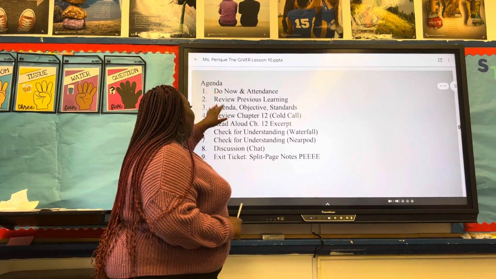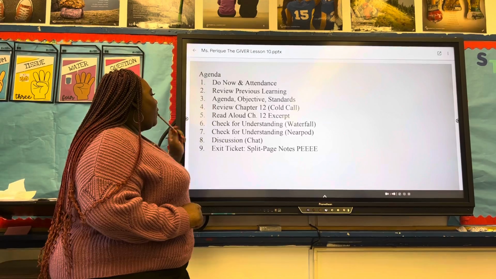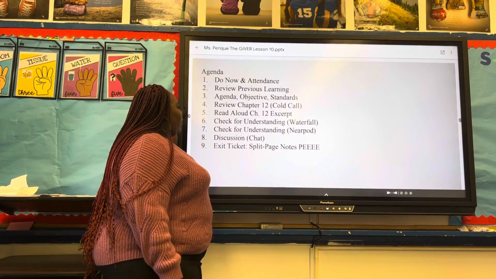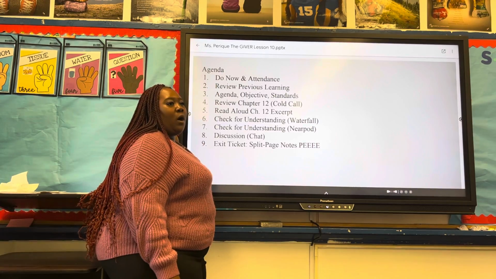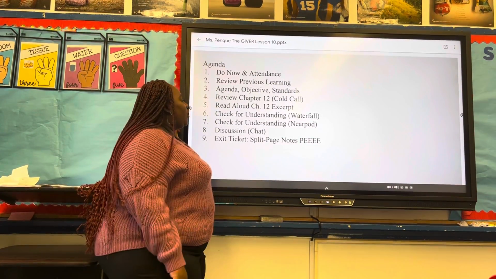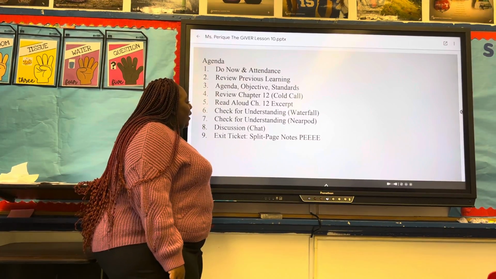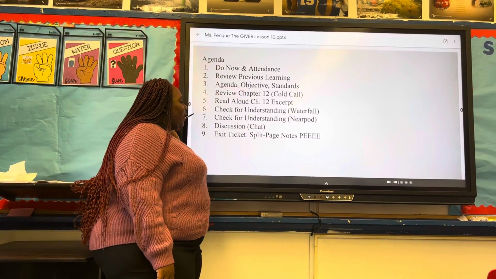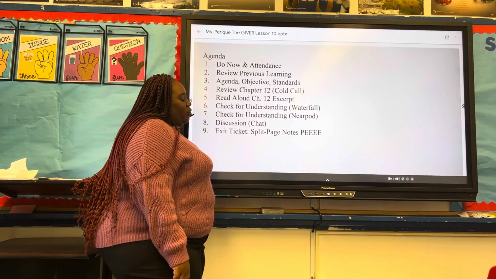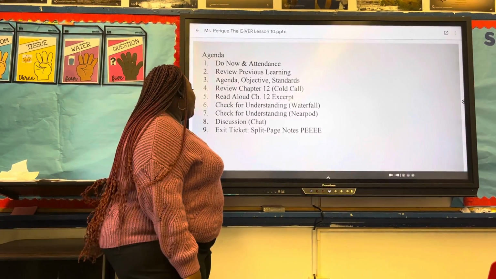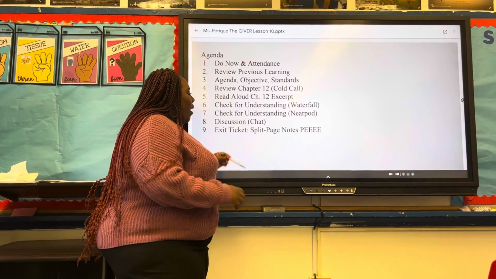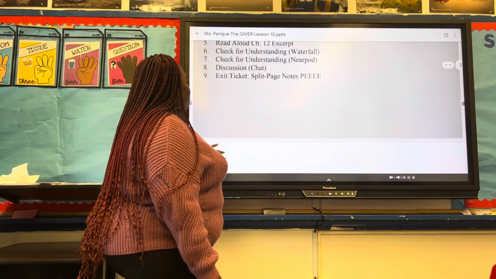Our agenda for today is our do now and attendance. We're going to review our previous learning, agenda, objectives, and standards, review chapter 12, and have a cold call. Read aloud the chapter 12 excerpt, not the chapter, just the excerpt that I have. Check for understanding during your Nearpod lesson. Have a whole class discussion to make sure you understand what's actually happening in the book. And then your exit ticket will be your split page notes while you complete a P paragraph as well.